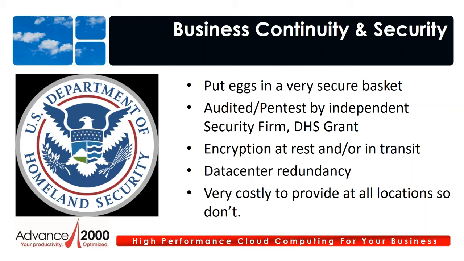We are not a billion-dollar firm like an IBM or an Amazon, but we still need that same level of protection, and so do our clients. We can encrypt the data at rest or in transit, and we have data center redundancy. We have two data centers. We move data back and forth, and it's very costly to provide all this capability at all locations, so don't. Provide this capability in one location and give everybody access to it. Like I said, bring your people to your security now rather than the security to your people.